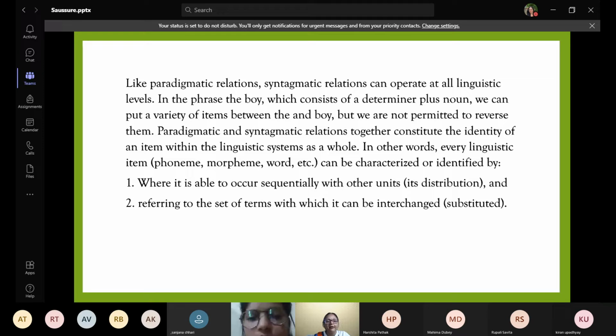So paradigmatic and syntagmatic relations together constitute the identity of an item within the linguistic systems as a whole. ये relations क्या करते हैं कि किसी भी item को एक identity देते हैं. कोई भी linguistic item हो, चाहे वो phoneme हो, मतलब pronunciation हो, morpheme हो, कोई भी word हो, या sentence structure हो, it can be characterized and identified by it. ये 2 points याद करना है. Where it is able to occur sequentially with other units, यानी किस तरह से वो distribute होंगे, and referring to the set of the terms with which it can be interchanged. Substitute कैसे हो सकते हैं? Distribution की आप बात कर रहे हैं syntagmatic, और जब replacement की या substitution की बात कर रहे हैं paradigmatic.